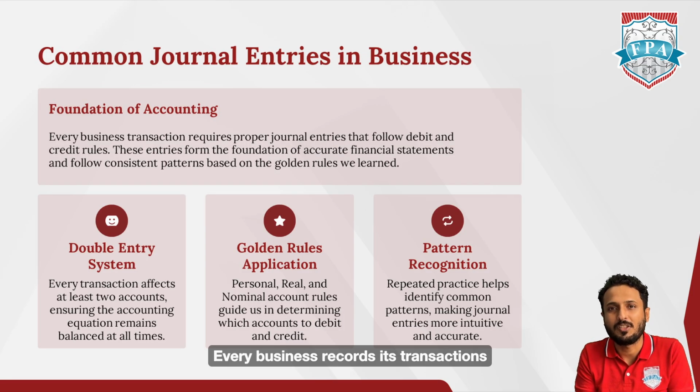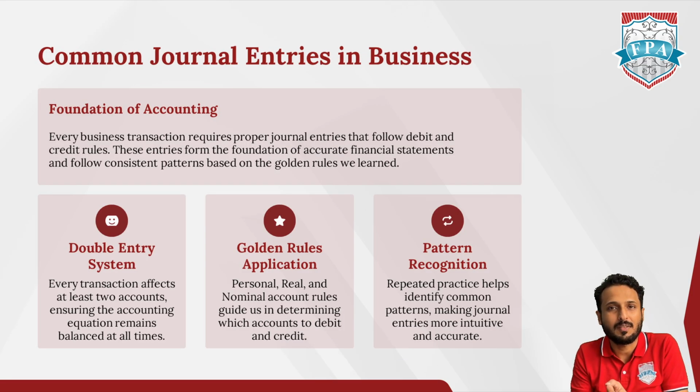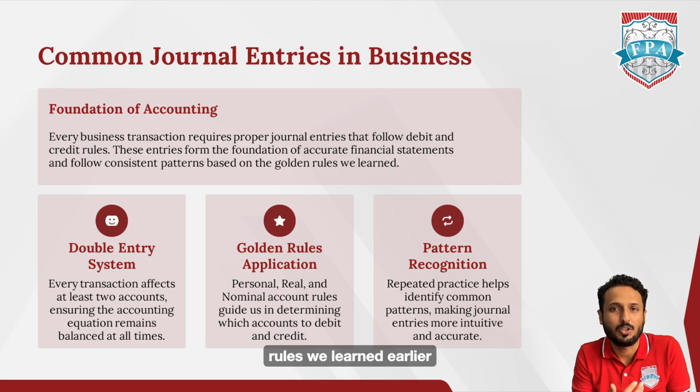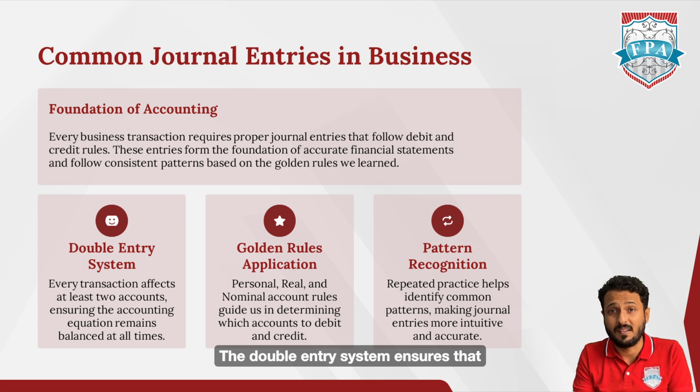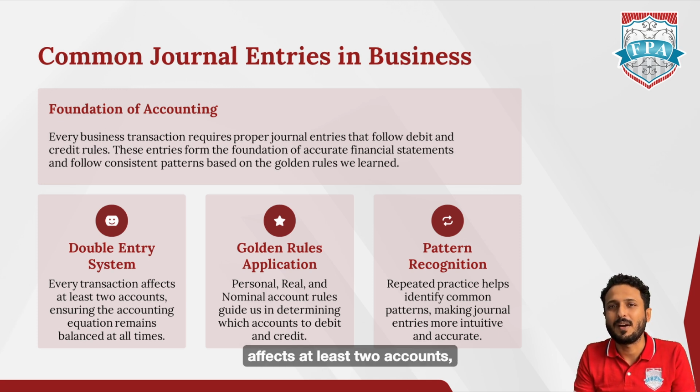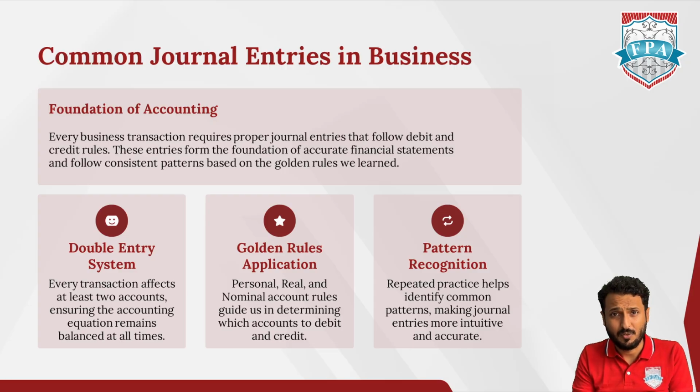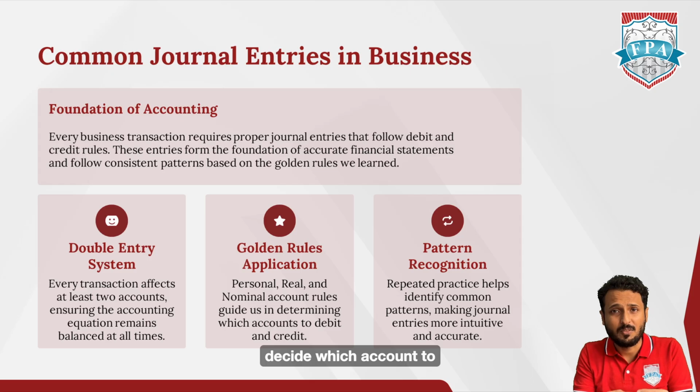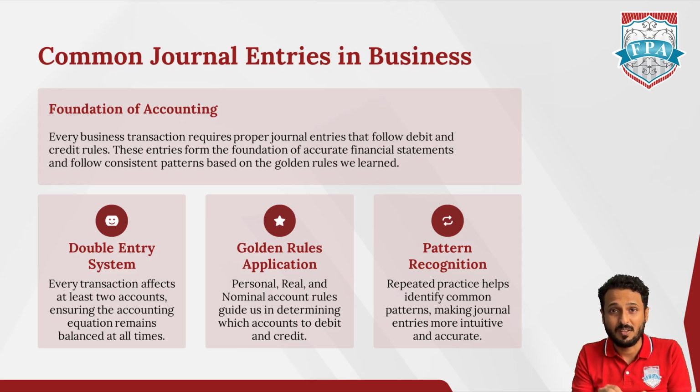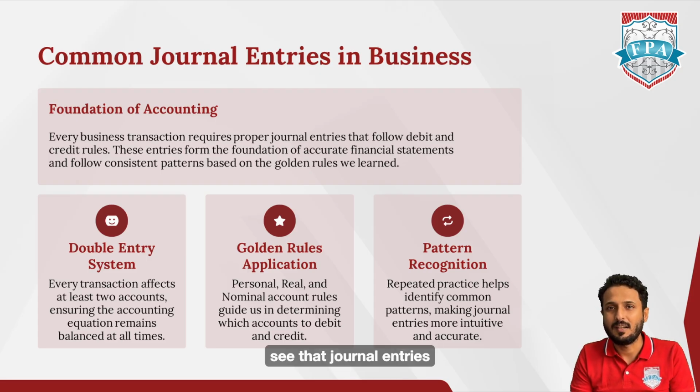Every business records its transactions through journal entries. These entries follow the debit and credit rules we learned earlier and form the foundation of accounting. The double entry system ensures that every transaction affects at least two accounts, one debit and one credit, keeping the equation balanced. The golden rules of accounting help us decide which account to debit or credit, whether it's personal, real, or nominal. And finally, with pattern recognition, regular practice helps us see that journal entries follow familiar patterns, making accounting faster and easier with time.